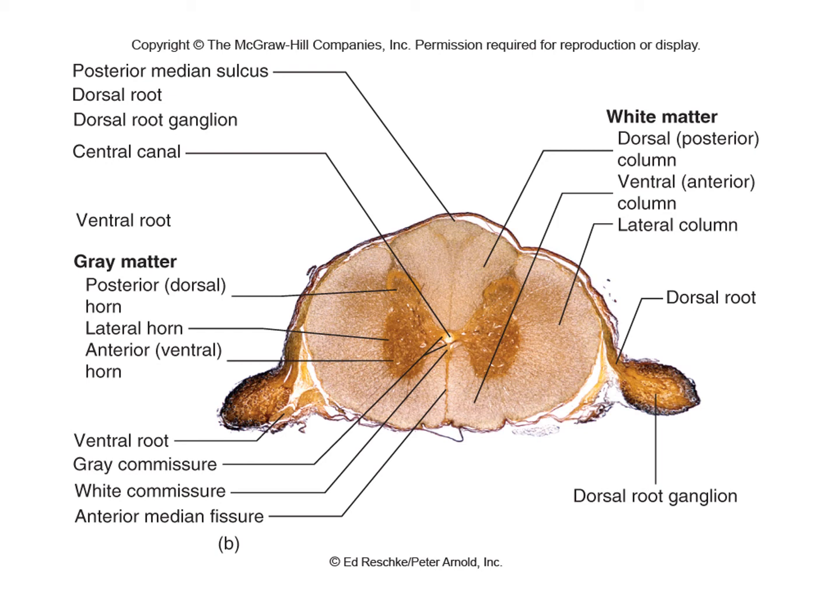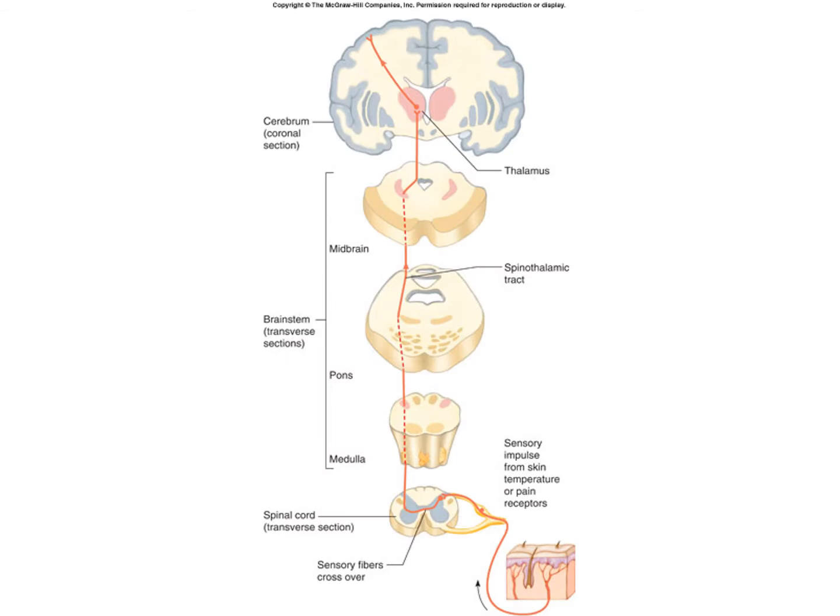In the next image, we're going to follow an ascending tract that is on the left side in the anterior or ventral column of white matter. This is an ascending tract pathway. Remember, ascending is sensory. So it starts off with, in the lower right, a bit of skin, receptors in the skin.